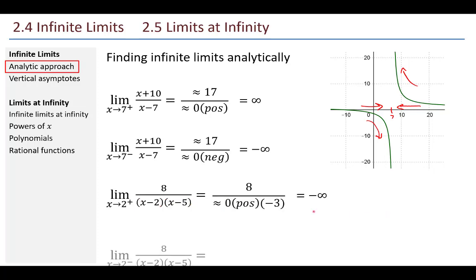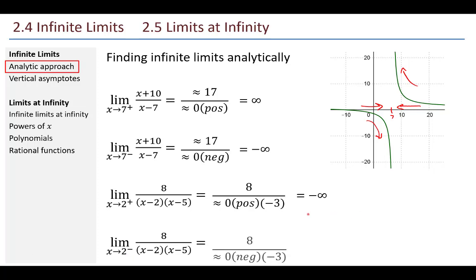And one last example. Same thing as above, but now I'm approaching 2 from the left. So the only difference is now this almost 0 in the bottom is negative. So it looks like I have positive on top, a negative times a negative on the bottom. So the whole thing is positive. So as a result, that limit is positive infinity.